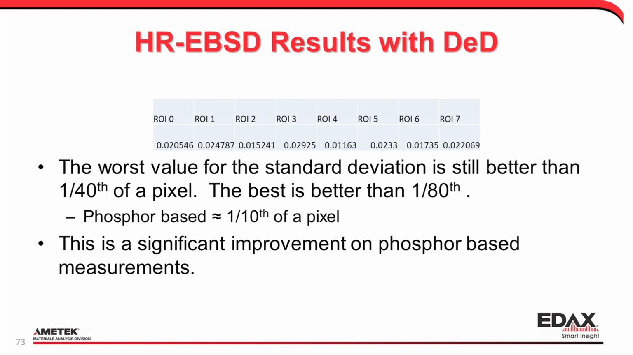And again, this is because of the fundamental blurring of the phosphor, the sharpness of the lens, everything. The DED gets rid of those fundamental limitations and allows for more precise measurements of these shifts.